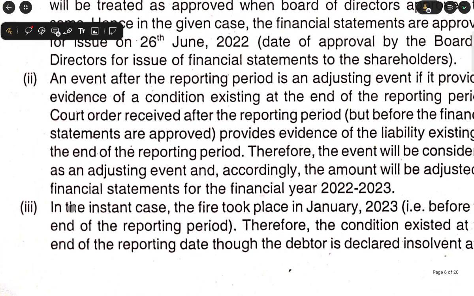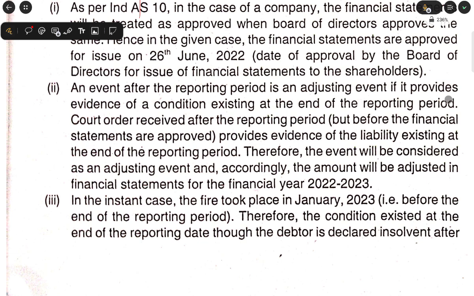An event after the reporting period is an adjusting event if it provides evidence of a condition that existed at the end of the reporting period. The court order was received after the reporting period but before the financial statements were approved, providing evidence that the liability existed at the end of the reporting period. Therefore, the event will be considered an adjusting event, and the amount will be adjusted in the financial statement for the financial year 2023.